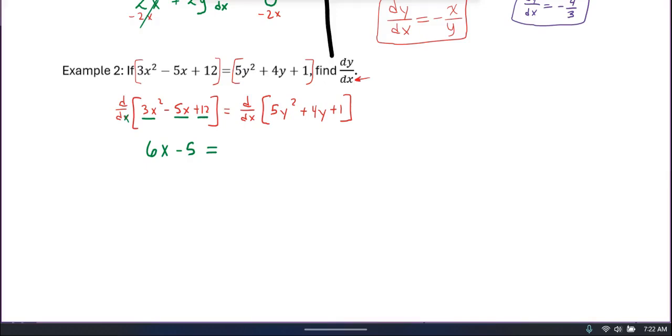On the right-hand side, using the power rule with the chain rule, the derivative of 5y squared, bring the power down. It's 10y, but then multiplying by the derivative of y in terms of x is dy/dx. Also in this term, using the linear or power rule, the derivative is 4, but we have the derivative of a y, that's dy/dx. This term is just a 1, a constant, so that's just a 0. This time, notice we have two terms with dy/dx.